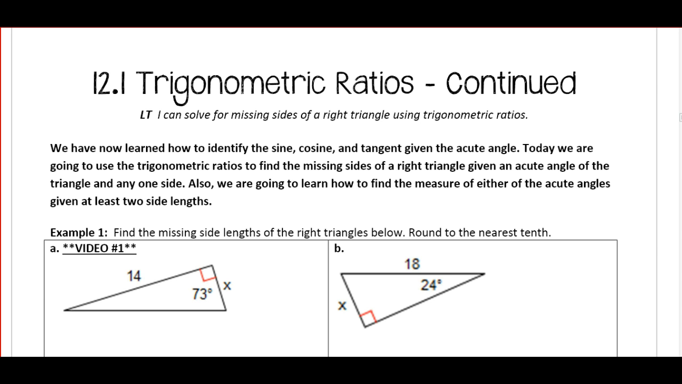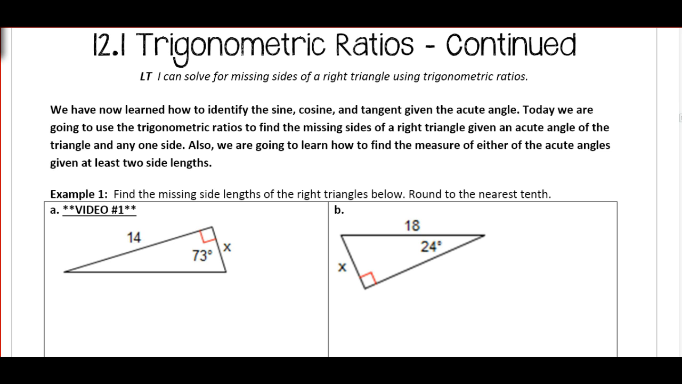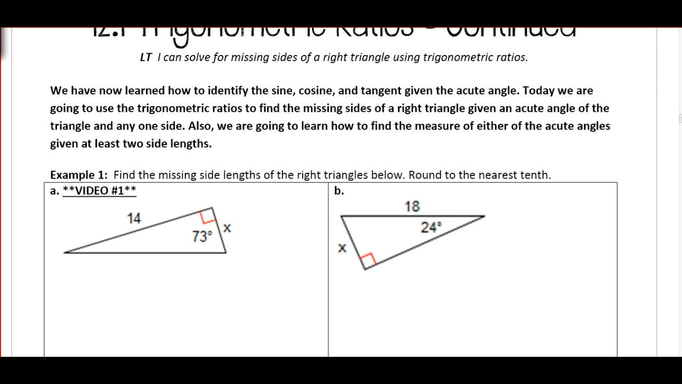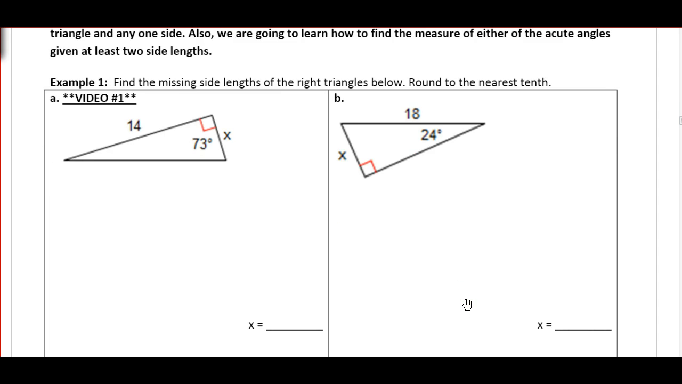So we just talked about how to identify sine, cosine, and tangent, and you should have a really good idea of how to find those values if you're given a triangle and you know the three sides, or even if you have two sides, you can use the Pythagorean theorem to find the third side. In this video, by the end, you should be able to solve a right triangle using trig functions for a missing side, and you should be able to solve a right triangle for missing angles. So let's go ahead and take a look at a couple examples.